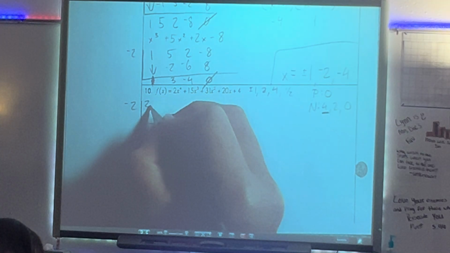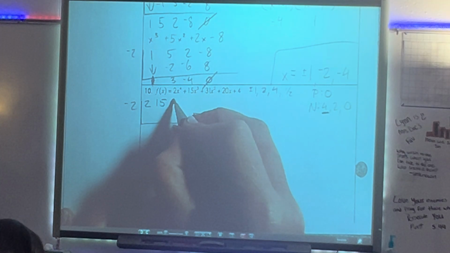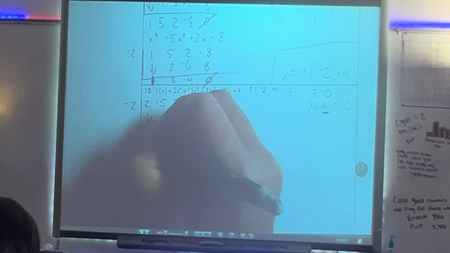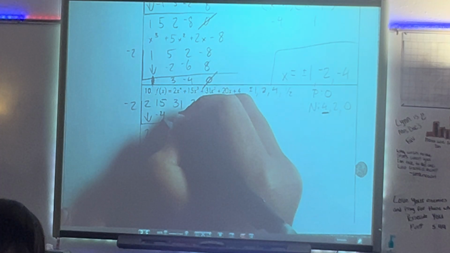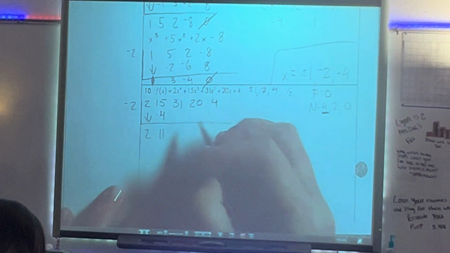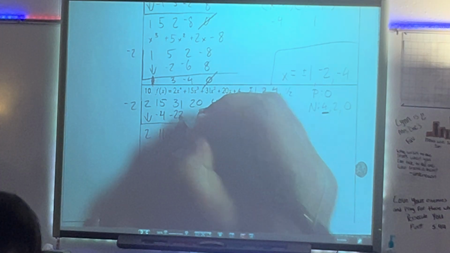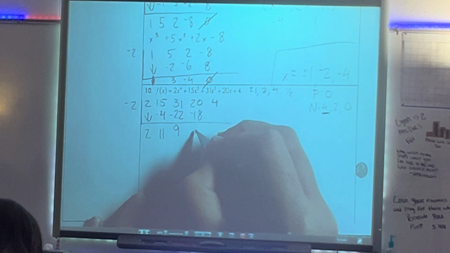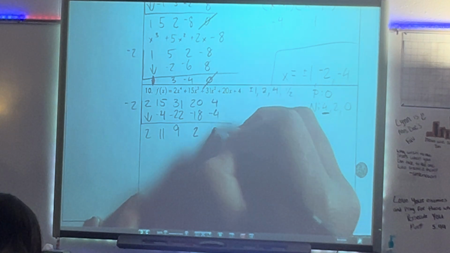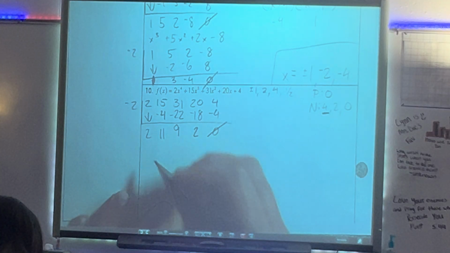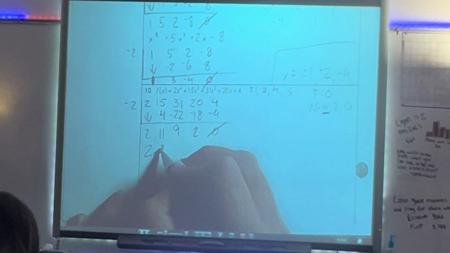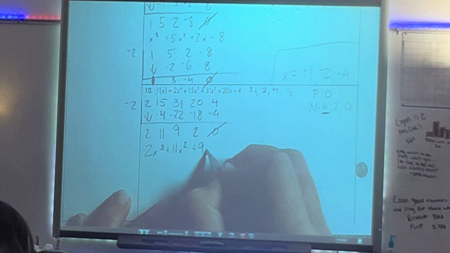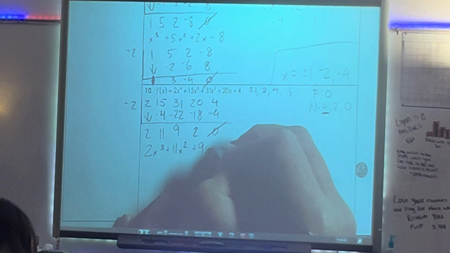So I've got 2, 15, 31, 20, and 4. So negative 4, gives you 11, negative 22, gives you 9, 15, gives you 2, negative 4, 0. Okay. So now we've got 2x cubed plus 11x squared plus 9x plus 2.